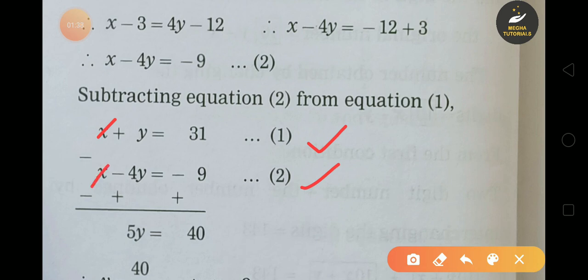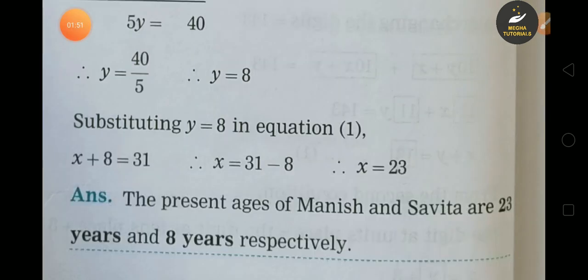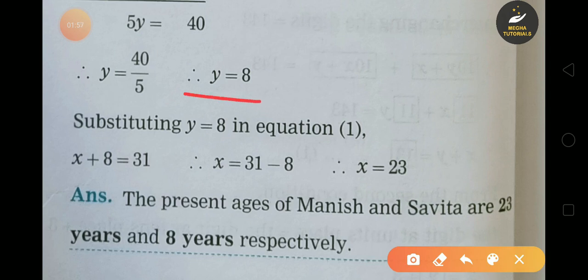X minus x will be 0. Y plus 4y is 5y. 31 plus 9 is 40. So in the next step you can get y is equal to 40 upon 5, that is y is equal to 8. Substitute value of y in equation 1. So x plus 8 is equal to 31. So x is equal to 31 minus 8, that is x is equal to 23. Therefore final answer is present ages of Manish and Savita are 23 and 8 years respectively.